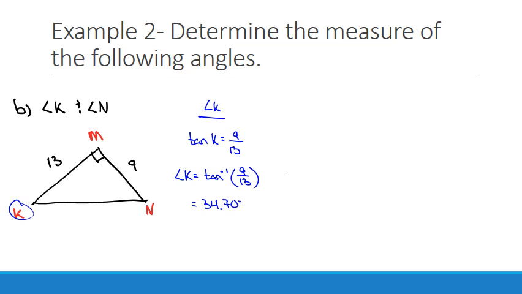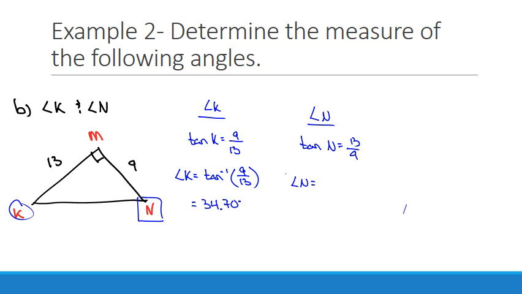34.70. Now we'll look at angle N. So that's going to be tan N equals, and that's over here. And again, now my opposite and adjacent change, so this will be 13 over 9. So based on the fact that the value of the tan ratio from angle N is 13 over 9, we can find the size of angle N itself.